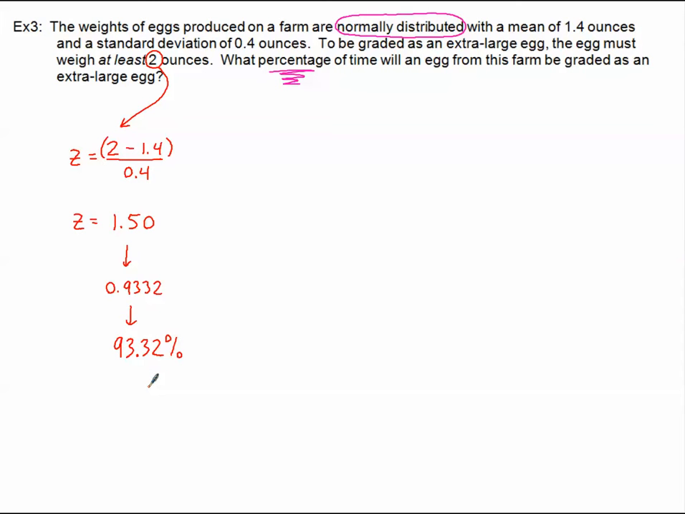Let's think about this again. Here's a picture of our normal curve. Here's all the eggs. Here's our mean, right here in the middle. A z-score of 1.5 would be, here's 1, here's 2, here's our abnormal 3. 1.5 is about right here. So what did we just find? We just found that 93% of our eggs are in all of these regions. Are these graded as extra large?